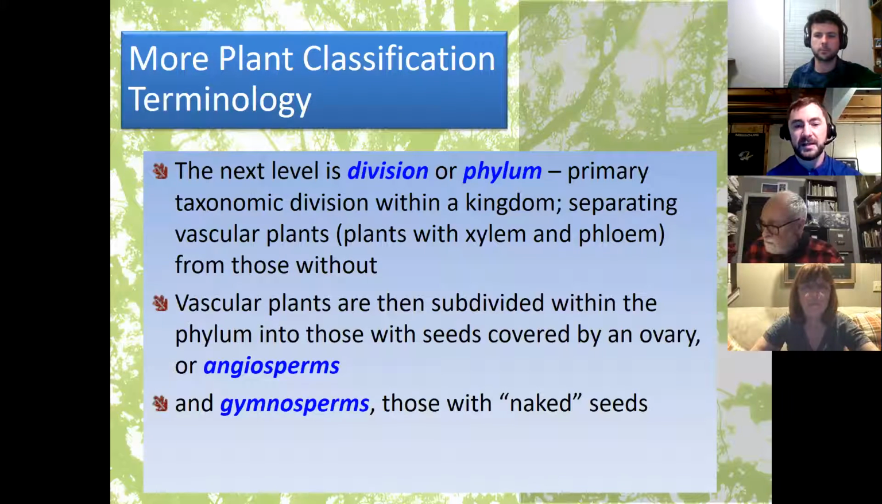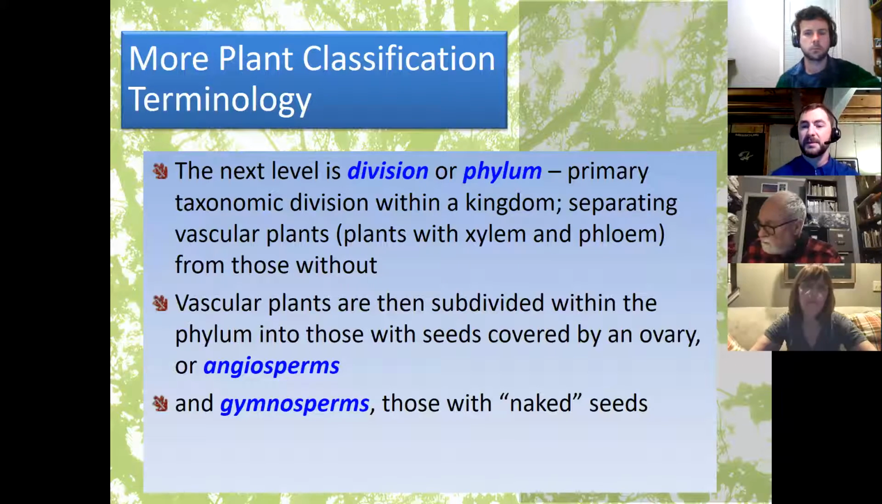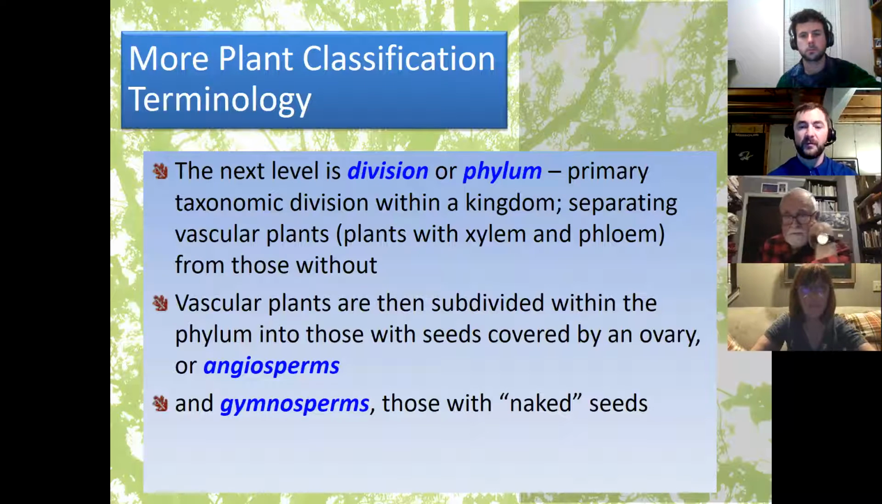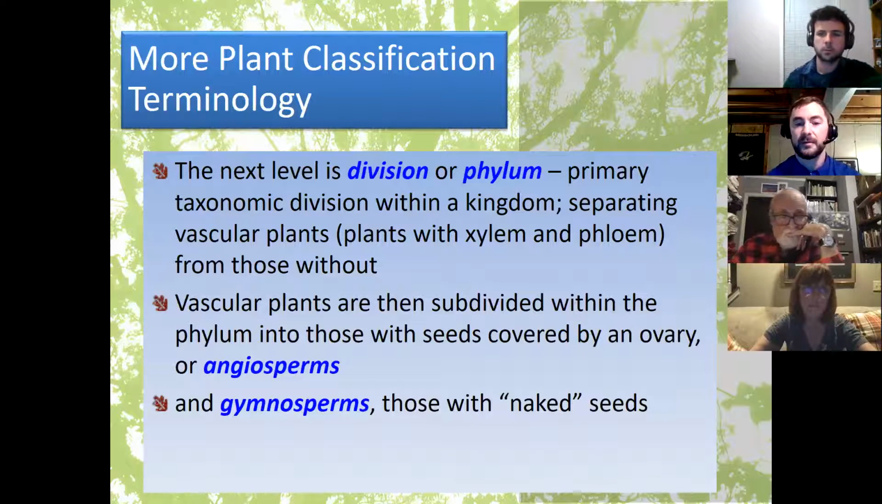But phylum is a division underneath kingdom that separates vascular plants, those with xylem and phloem, and those without. So as you talked about in biology, we know trees, shrubs, perennials have xylem and phloem that makes up their woody tissue, okay? And that's how you can get down to, within the phylum of plants, angiosperms and gymnosperms.